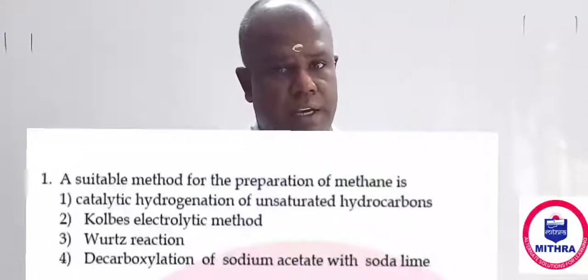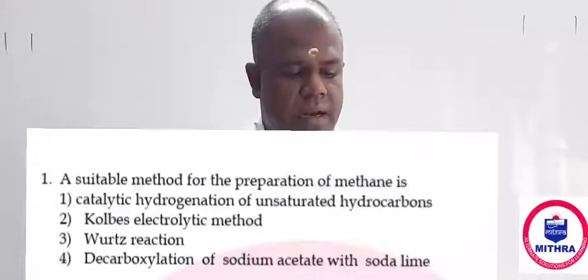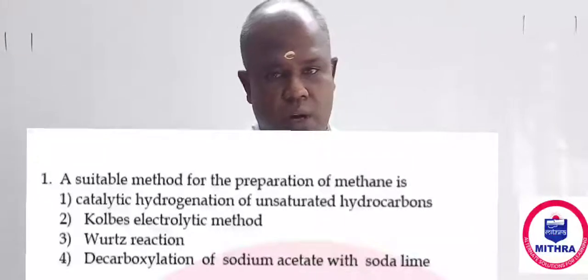First question, suitable method for the preparation of methane. Options: catalytic hydrogenation of unsaturated hydrocarbon. See, unsaturation means double bond or triple bond, so that should contain at least 2 carbons. So from a 2 carbon hydrocarbon you cannot prepare methane by hydrogenation. So that is not a method. Kolbe's electrolysis also, the first member that you can prepare by Kolbe's electrolysis is ethane.